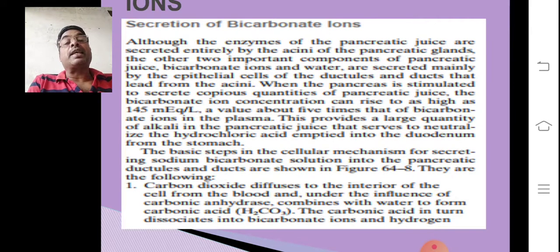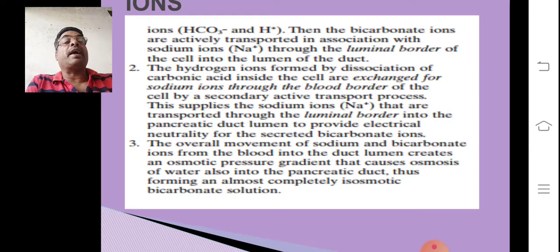The basic steps in the cellular mechanism of secretion of sodium bicarbonate solution into the pancreatic ductules and ducts are as follows. First, carbon dioxide diffuses to the interior of the cell from the blood, and under the influence of carbonic anhydrase, it combines with water and forms carbonic acid, H2CO3. The carbonic acid in turn dissociates into bicarbonate ion, HCO3 minus, and hydrogen ion, H plus.